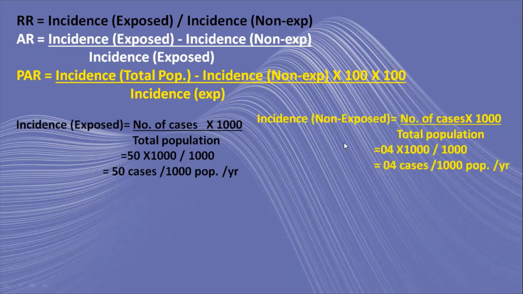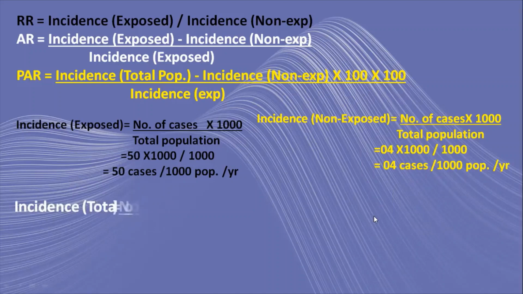Likewise, we have to calculate incidence among non-exposed. So number of cases among non-exposed divided by total population which is non-exposed into 1000. So 4 into 1000 by 1000. So it comes to 4 cases per 1000 population per year. So this is the incidence among exposed, 50, and incidence among non-exposed is 4.